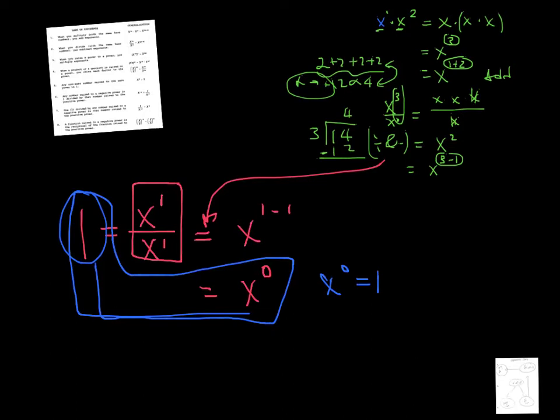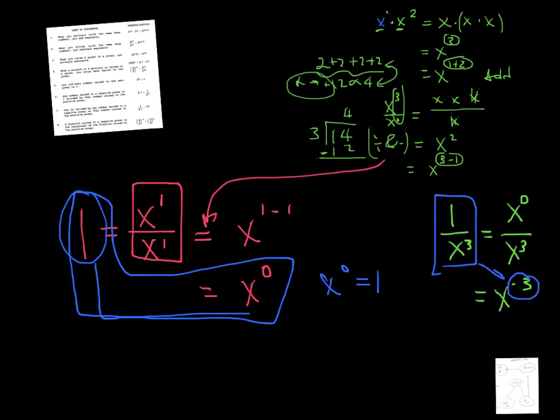And so that's an obvious one. Now, the next one is a little bit tricky, but hang on with me. If you have 1 over x to the third, instead of 1, I'm going to write x to the 0 over x to the third, and then I'm going to have x to the minus 3, because 0 minus 3 is minus 3. So when I have negative exponents, I'm going to flip it into a positive one.